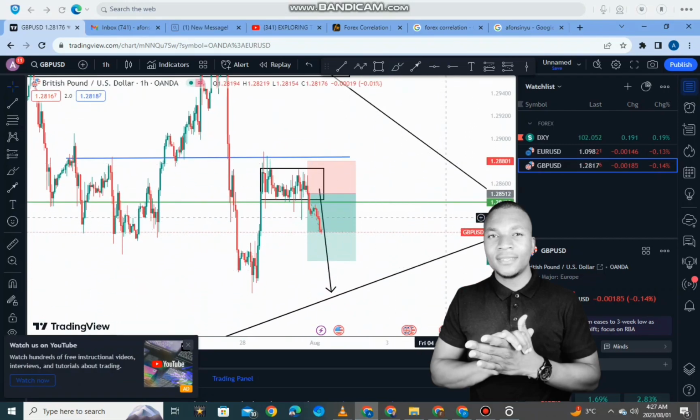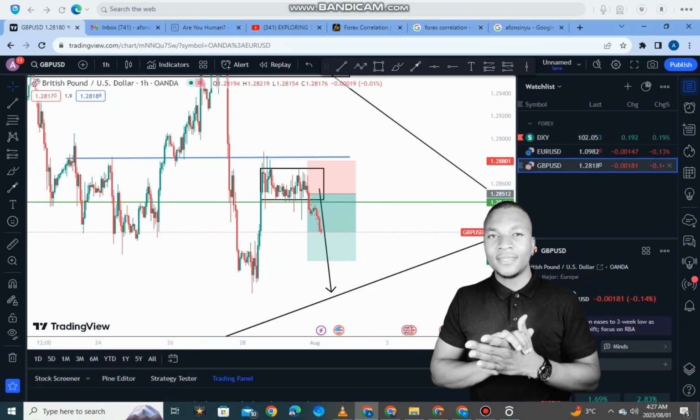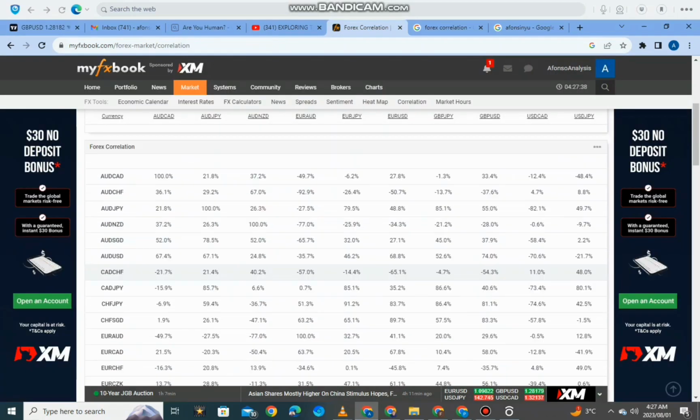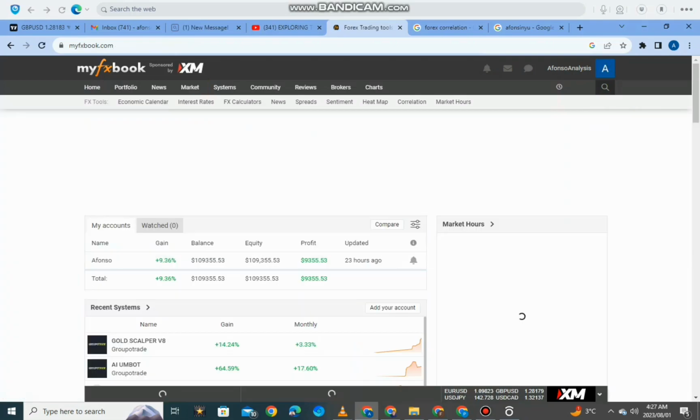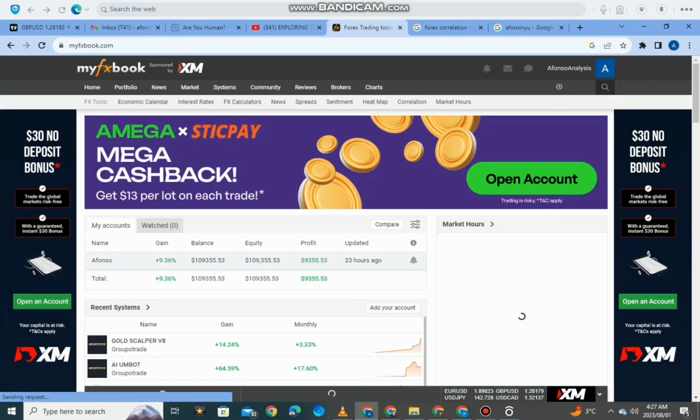Well, not always, but most of the time I predict my directions right, and this is because I've mastered this correlation here. And just to give you an example, guys, that I know what I'm talking about here, if we go back to home, I actually just passed my funded challenge. I took a funded challenge and I just passed it.